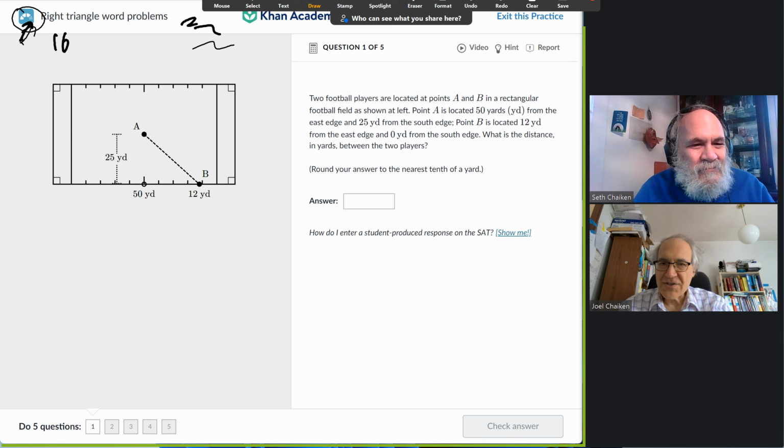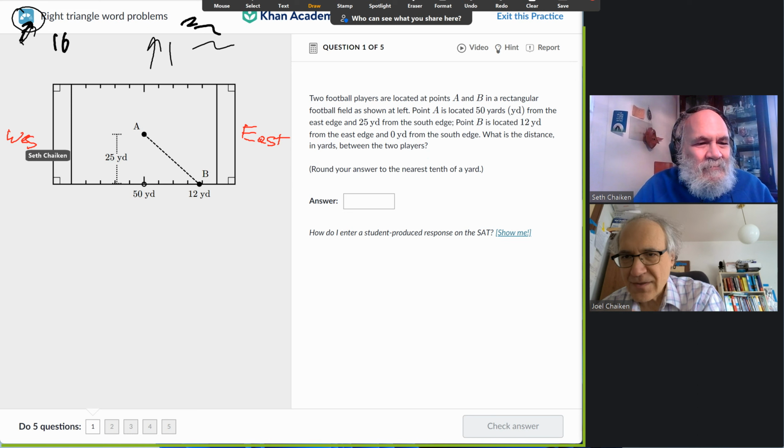So please read the question and pause it, and we'll do it. Okay, two football players are located at points A and B in a rectangular football field as shown. Point A is located 50 yards from the east edge, and 25 yards from the south edge. So that assumes this is north.